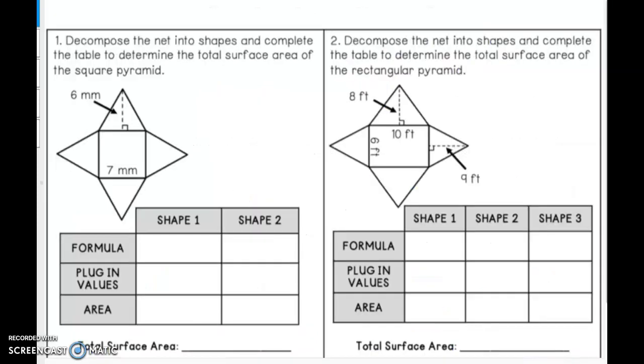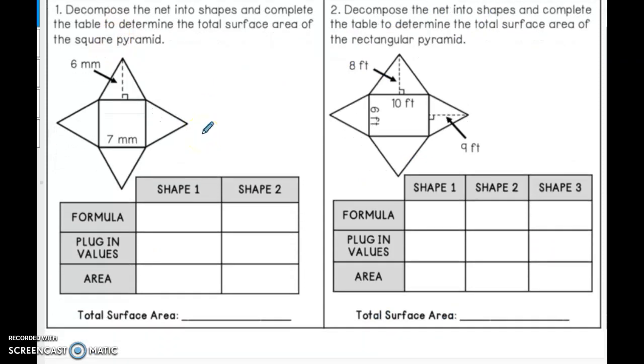All right, so let me pull this up a little bit too. Okay. So we're going to decompose this net into shapes that we know, complete the table, and find the total surface area. So right down here, total. Okay, so decompose, remember, means to take apart. So the two shapes, this is shape 1, which is base times height. That's how we find a square or a rectangle. And these are going to be 2, and they're all the same. That's base times height divided by 2.